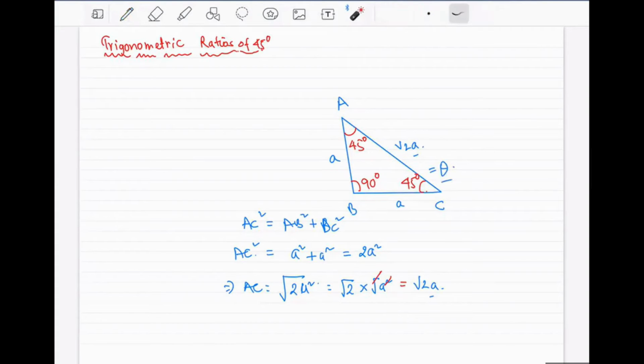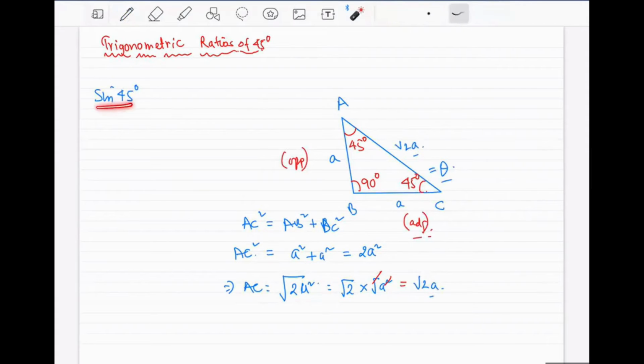What's the opposite now? Opposite will be this side right here. AB is the opposite. What's the adjacent? Adjacent is this one. So I'm writing them also. This is the opposite. This is the adjacent. If I want sine 45 degree, you don't copy this right now. I'm not giving the notes in a proper manner. I'm just trying to show you what we will obtain as sine 45, cos 45, and those things.